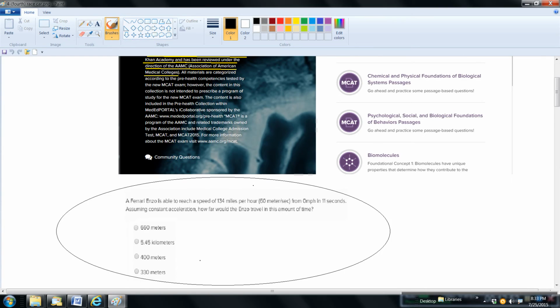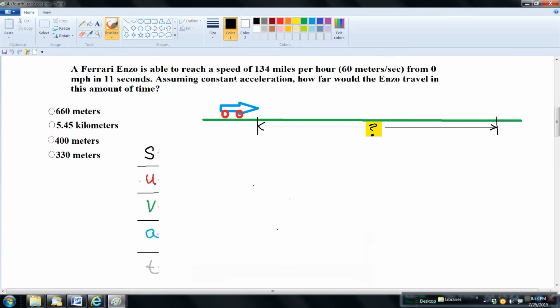Okay, so we're looking at a physics question, a kinematics question from the Khan Academy website. A Ferrari Enzo is able to reach a speed of 134 miles per hour, which is 60 meters per second, from 0 miles per hour in 11 seconds. Assuming constant acceleration, how far would the Enzo travel in this amount of time?